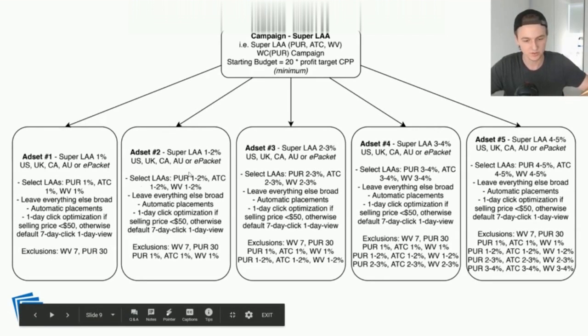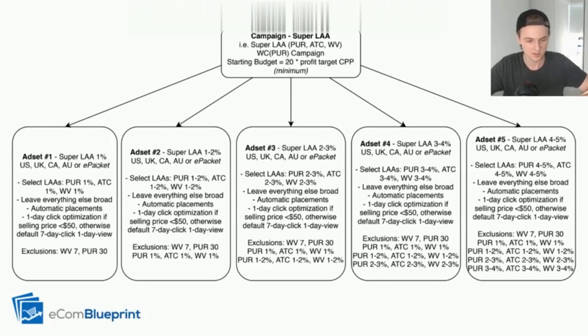Now, the ad set number 2 is the exact same thing. So it's the super lookalike 1 to 2%. So you select the 1 to 2% lookalikes, leave everything else broad. Everything here is the same. The only difference is that you have to exclude all of the audiences that you included here.